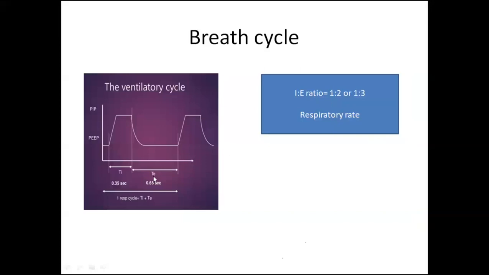The next important thing is the breath cycle. Breath cycle contains the inspiratory phase and expiratory phase. And the normal inspiratory-expiratory ratio is 1:2 or 1:3. How much time you spend in each phase depends on the respiratory rate. So if you have 30 breaths per minute, what is your breath cycle? How many seconds?